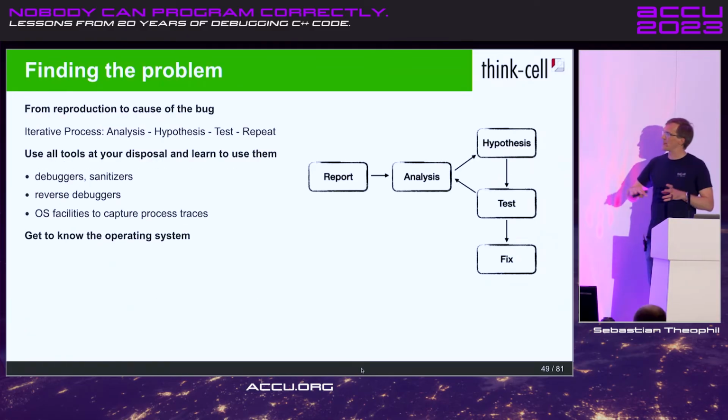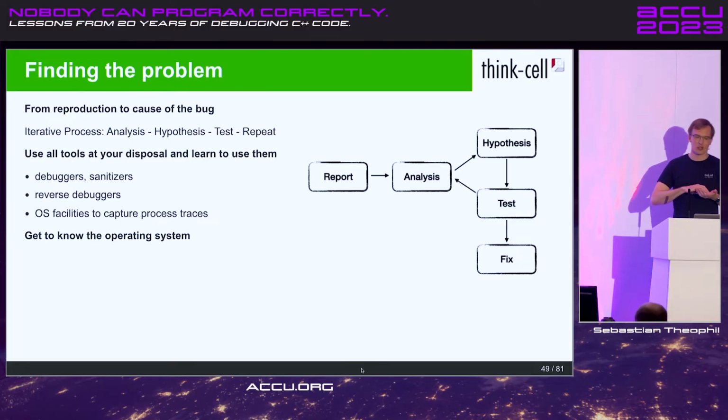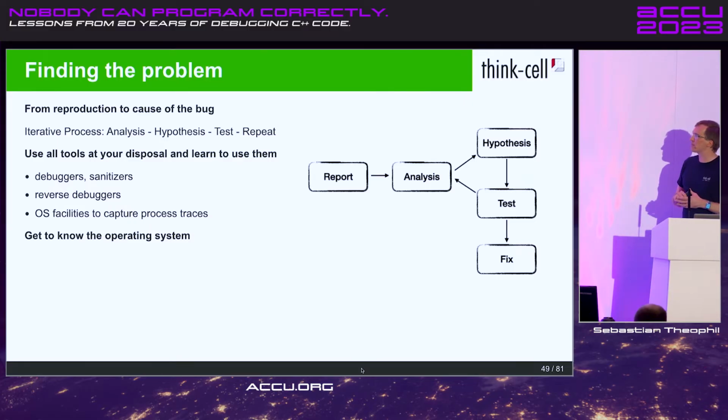Okay, now we've essentially done the entire process from getting bug reports, getting as many bug reports as we can, to finding the actual problem, hopefully, in our source code. And we used a lot of tools: debuggers, sanitizers, reverse debuggers. We learned about our operating system to get better at this. And these are all very important techniques.